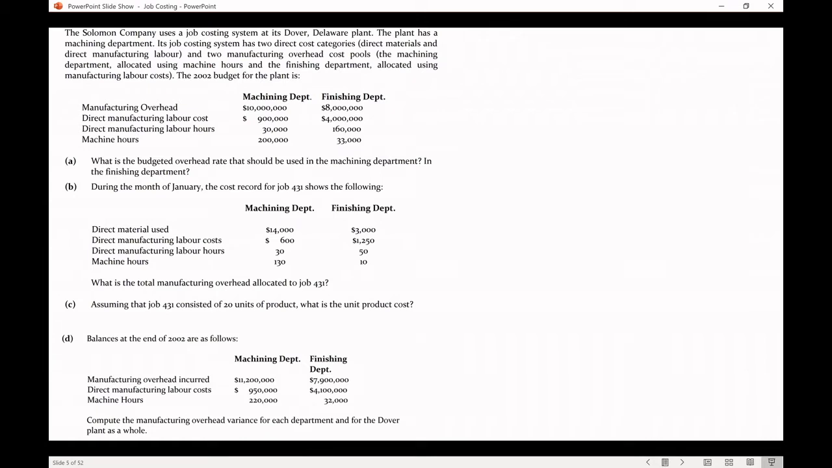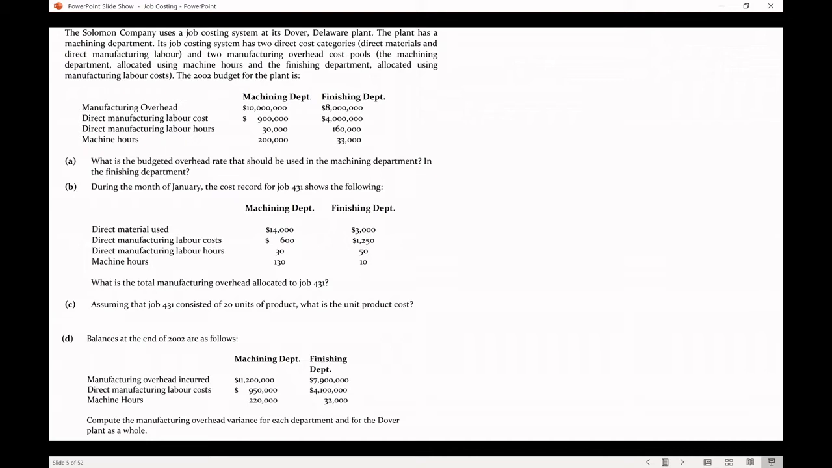Let me read that again. It has two manufacturing overhead cost pools. These are the machining department, allocated using machine hours, and the finishing department, allocated using manufacturing labor costs. And below you have the 2002 budget for the plant.